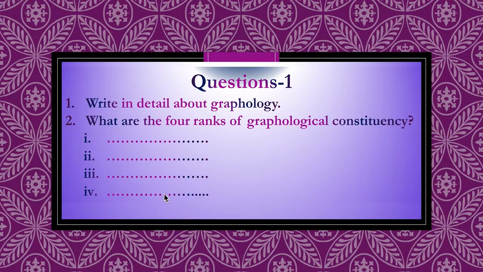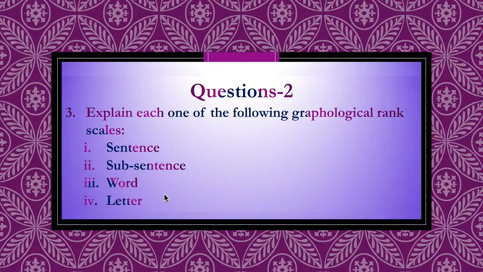Then go to question number 2, question type 2. 3 questions. Explain each one of the following graphological rank scales. And now explain each one of them. Sentence, we have talked about. Subsentence, we have also talked about. Word, we have also talked about. Letter, we have also talked about. So when I ask to explain each one of the following, it means every one. I may ask in the examination 1, 2, 3, or all 4, depending upon the situation.